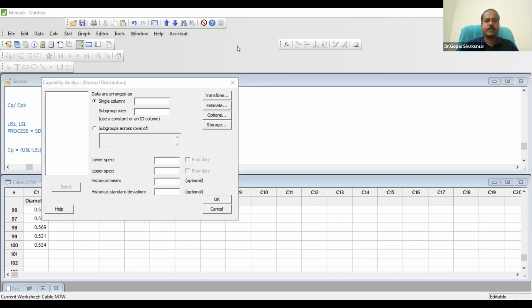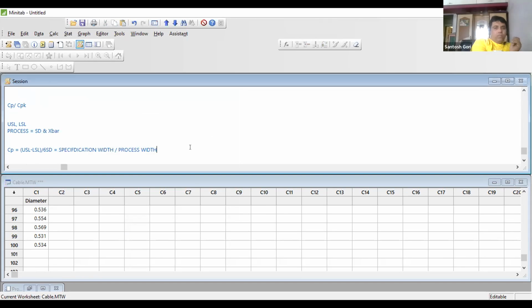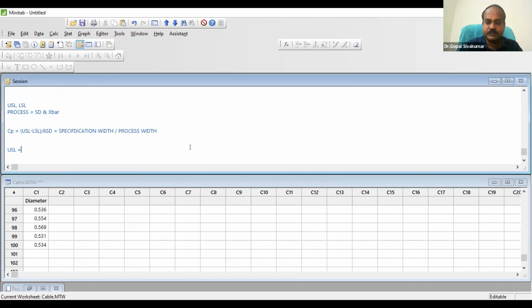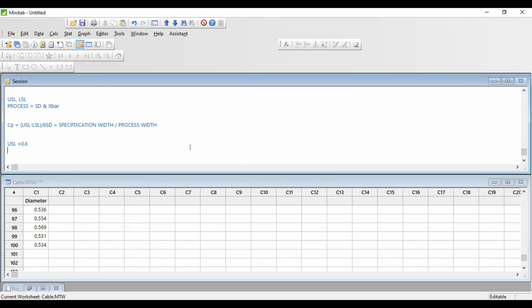Upper spec, lower spec 0.5, upper spec 0.6. Please remember, one of you, lower spec is 0.5, upper spec is 0.6. These values are required for us. Now I am going here. So what is the upper spec? 0.6, and lower spec 0.5.